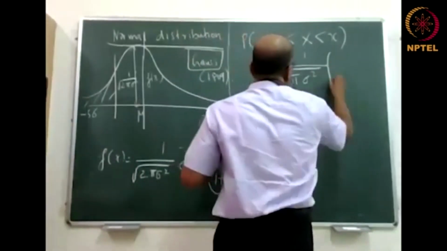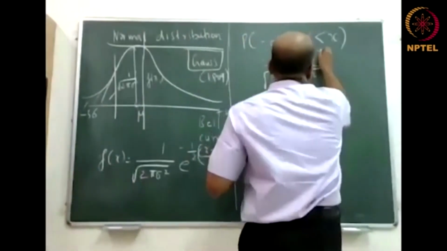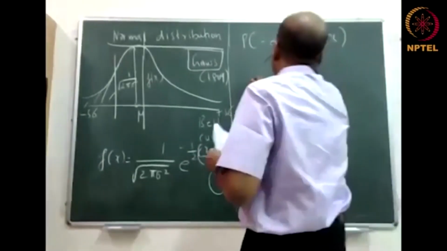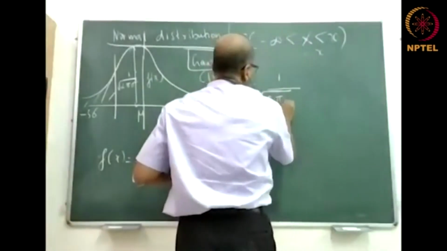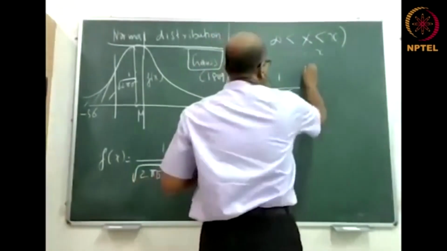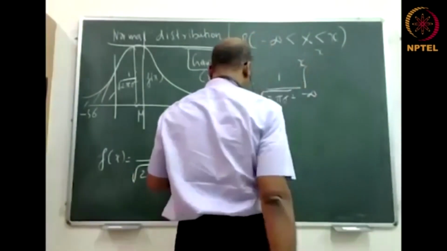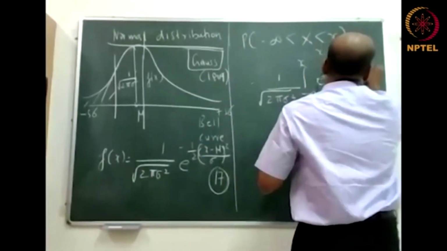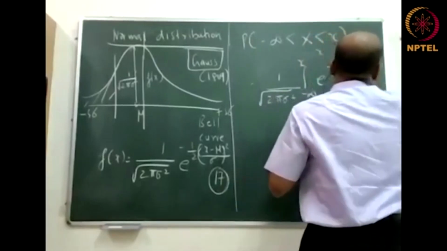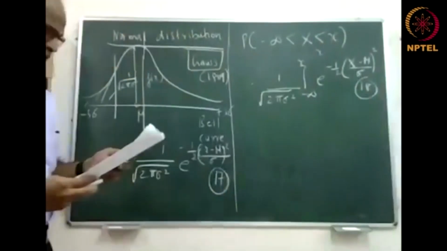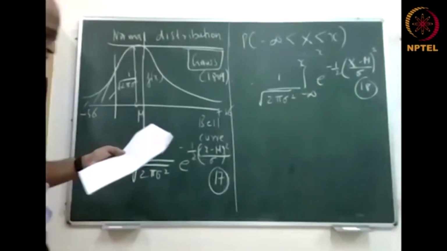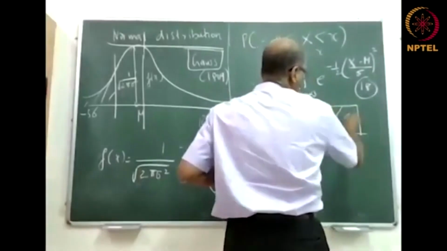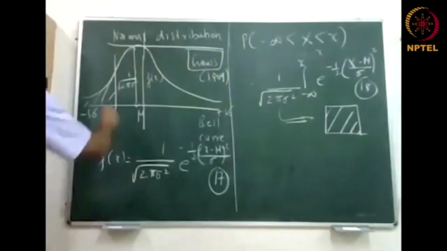Okay, integral from minus infinity to x of e to the minus half, here capital X should come, (X minus mu) divided by sigma, whole. Okay. So this is given by, understand?